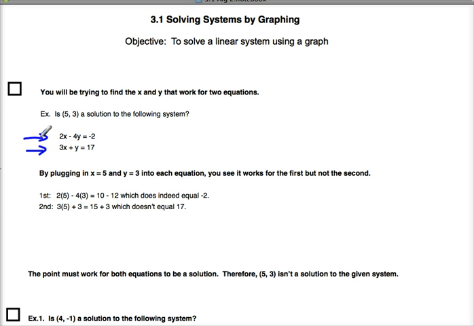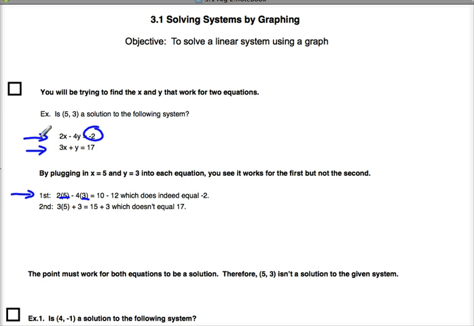Now this first one, we're just going to see if 5, 3 happens to work for both. I show you the work down here. I plug 5 and 3 into the equations, and we see that it'd be 10 minus 12 equals negative 2. And that's what we wanted. We wanted to be able to plug in 5 and 3 and get negative 2. But just because it works for the first one doesn't mean it works for the second. Remember, infinitely many points work for either one. So just because I found one to work for the first doesn't mean it works for the entire system.